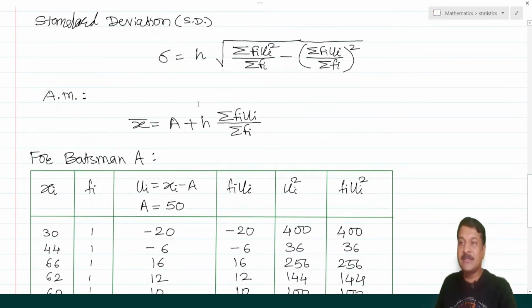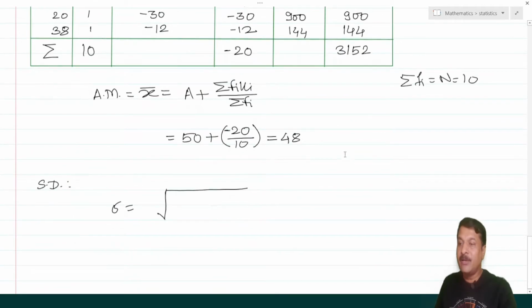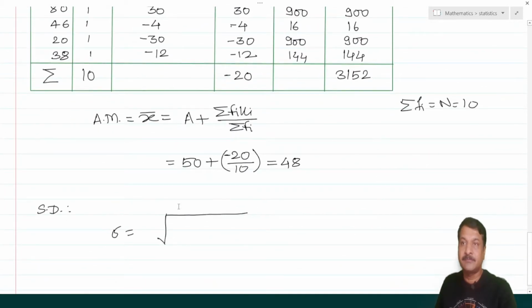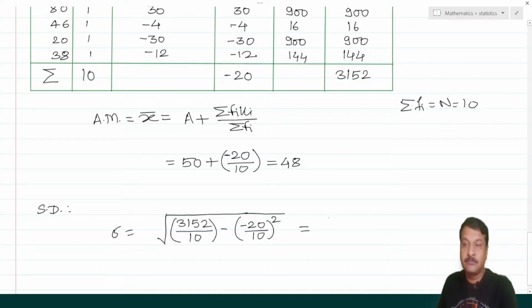Now standard deviation, that is sigma, equal to under root, h is not there. H means class interval is not there. So h you neglect. Then under root of summation of fi ui square, this value is 3152 upon 10, minus summation of fi ui, minus 20 by 10 whole square.